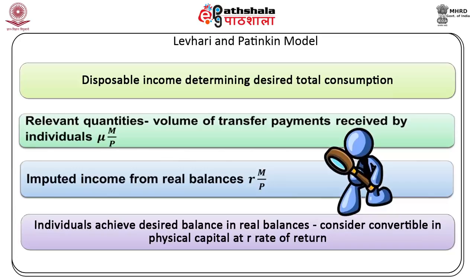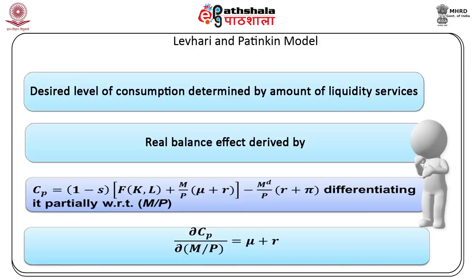Thus, for the disposable income, which determines the desired total consumption, the relevant quantities are the volume of the transfer payments actually received by individuals, that is μ into m/p, and the imputed income for real balances actually held, that is r into m/p. Individuals always try to achieve the desired balance in their real balances, which they consider to be convertible into physical capital at the rate of return r. On the other hand, the desired level of consumption is determined by the amount of liquidity services which individuals have.